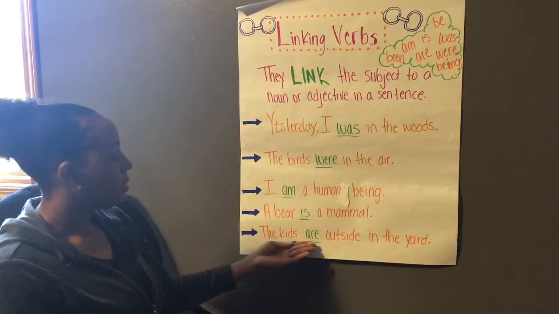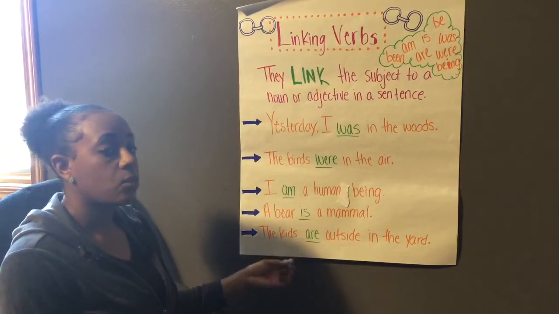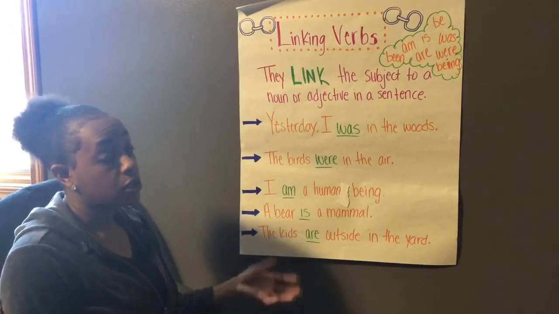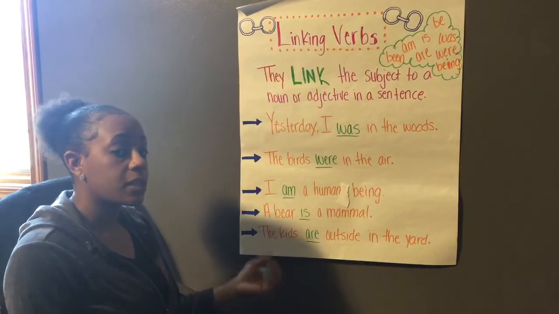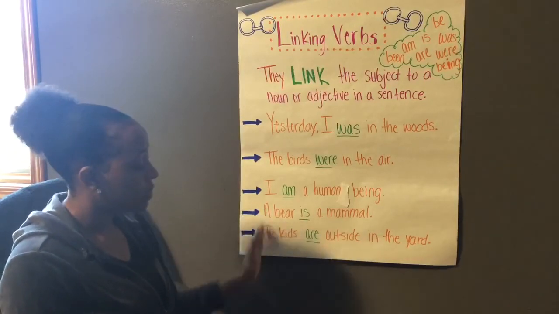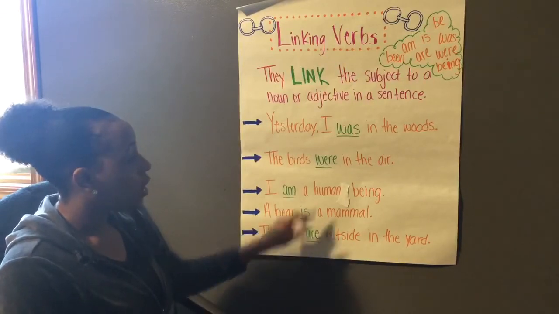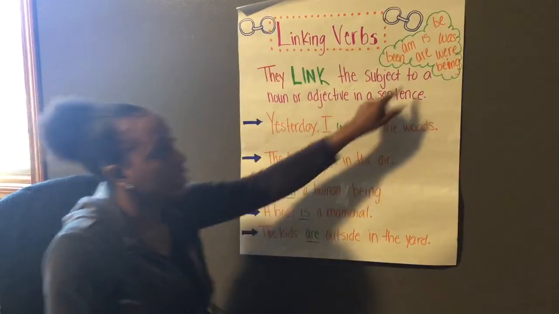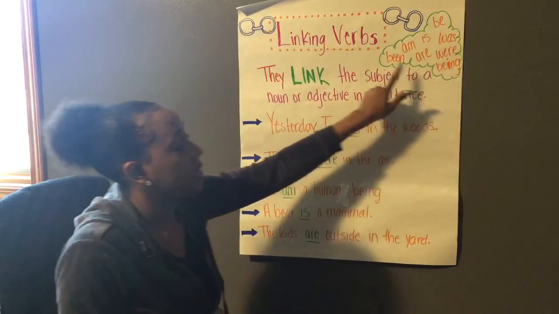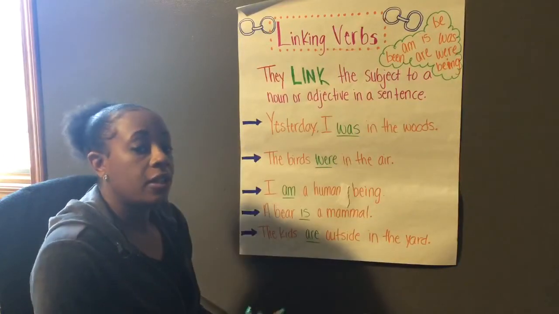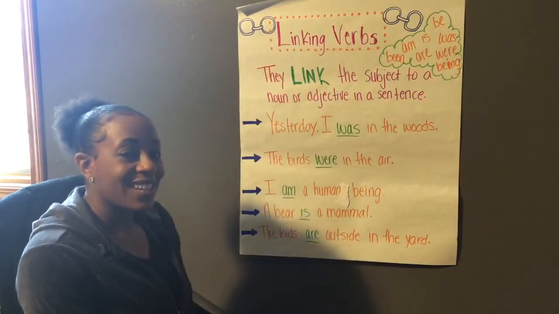So again, this linking verb is not saying what the action is. That's why it's called a linking verb and not an action verb. It's linking the two parts of the sentences together. So keep that in mind. Our am, is, are, was, and were, and it can also include be, being, and been. These are your sentences that include linking verbs.